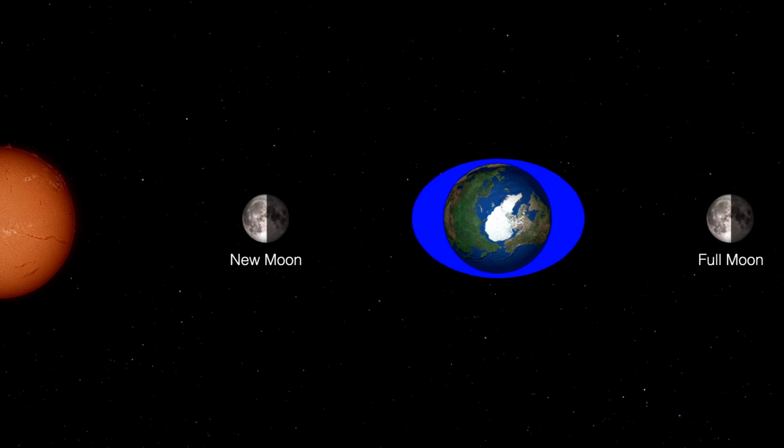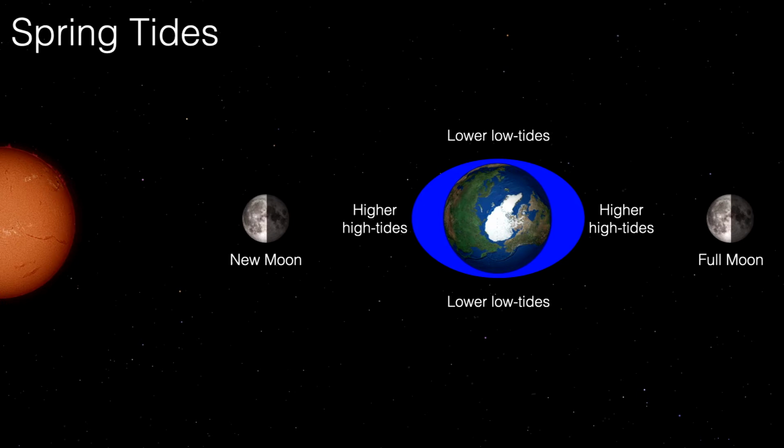And the sun, pulling along the same line, enhances the pull of the moon, stretching the waters of the ocean even more. This creates higher high tides and lower low tides at new and full moon. These are called spring tides. And this has nothing to do with the season spring, but rather because the water springs up towards the moon.